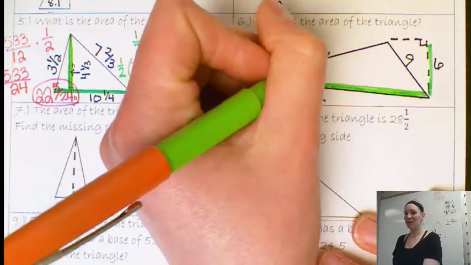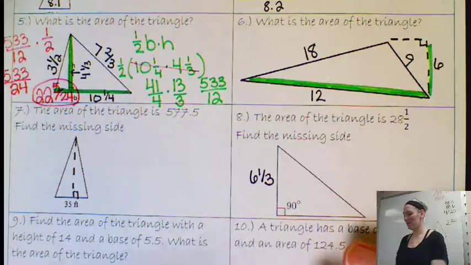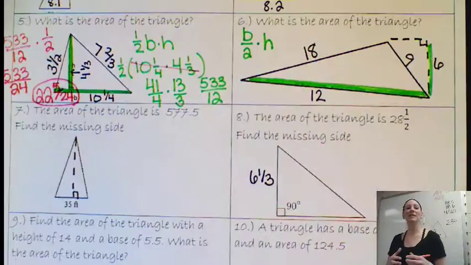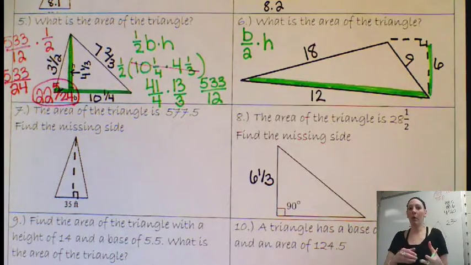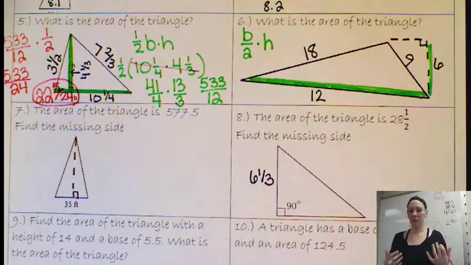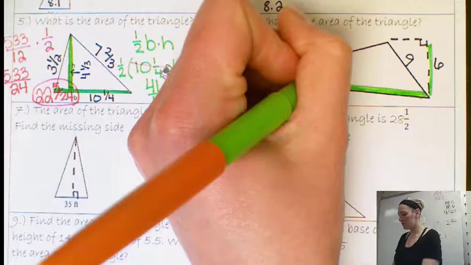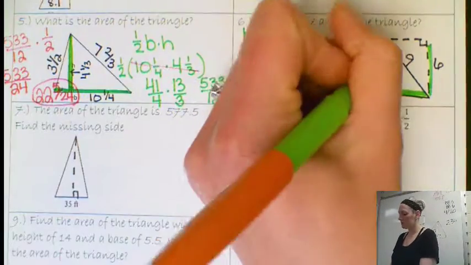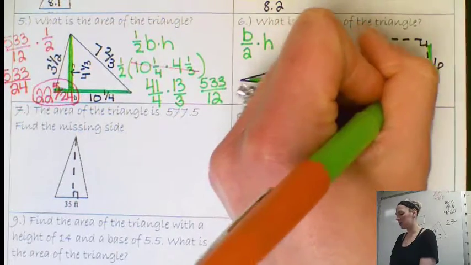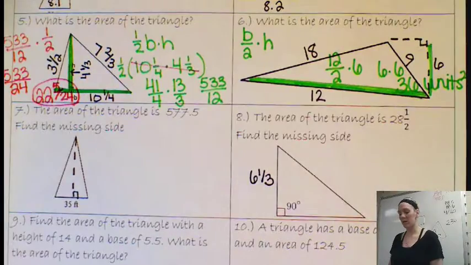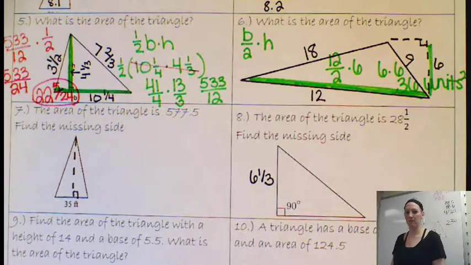So I am going to pick one of those really handy formulas, base divided by 2 times the height. The reason I'm picking that one is because both the 12 and the 6 are divisible by 2 easily. So I can just divide these by 2 and we'll be done. I'm going to take 12 divided by 2 times 6. What's 12 divided by 2? 6. So I'm going to have 6 times 6, which is 36 units squared.